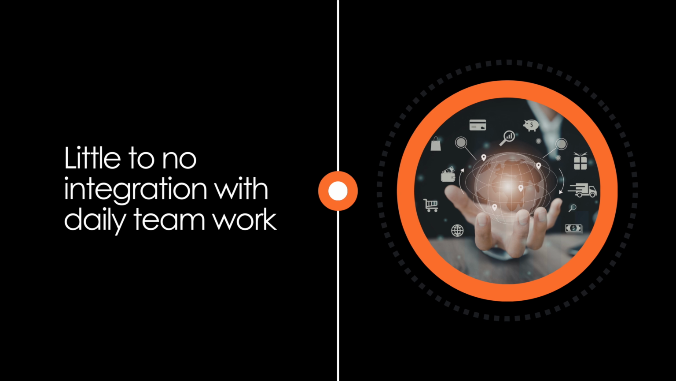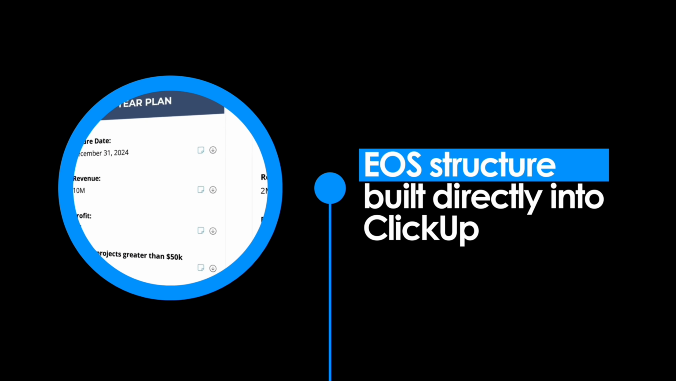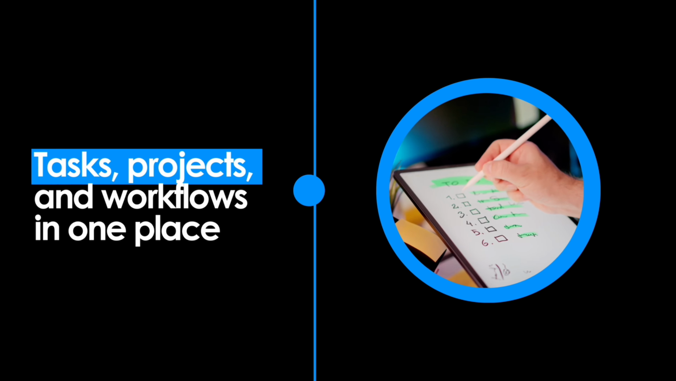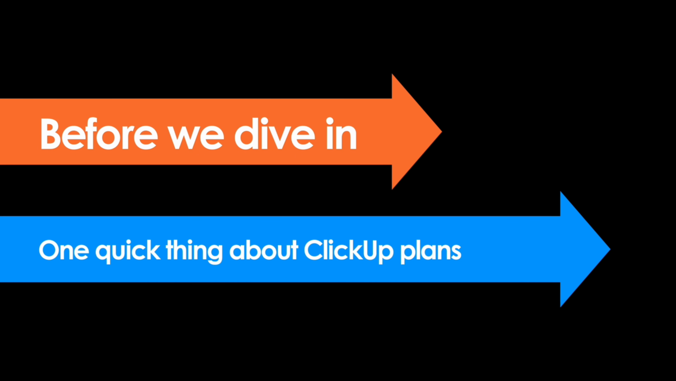This ClickUp framework takes a different approach. It brings EOS-aligned structure and execution directly into ClickUp, where your tasks, projects, and workflows already live. That means one system, one source of truth, and a one-time setup instead of ongoing per-user fees just to manage the OS layer. Before we dive in, one quick thing about ClickUp plans.